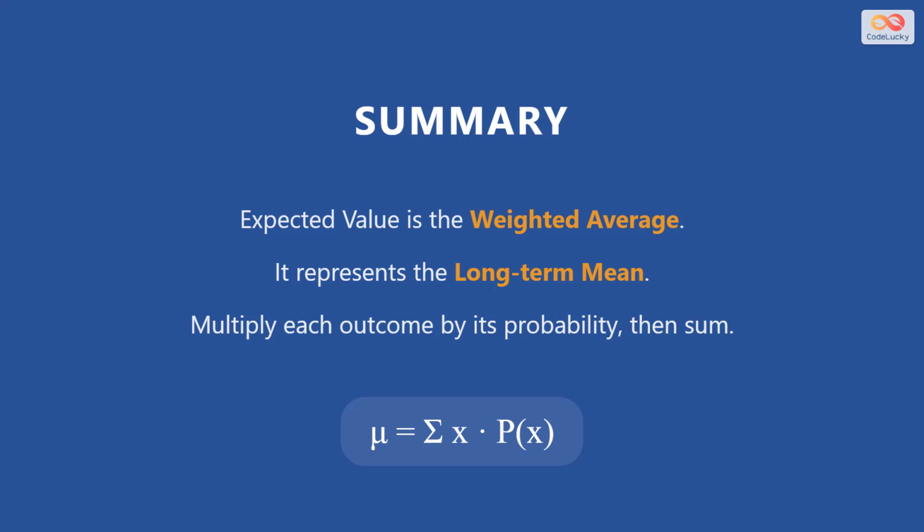To summarize, the expected value is simply a weighted average of all possible outcomes. It tells us the long-term mean of a random variable. Just remember the formula, sum of x times p of x.